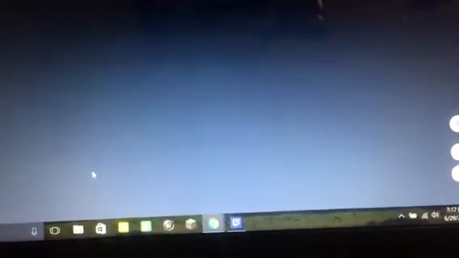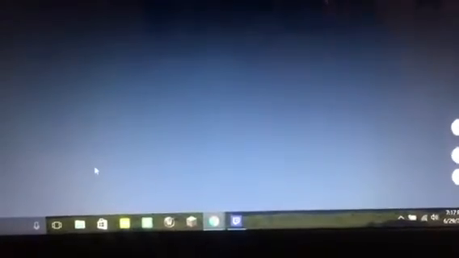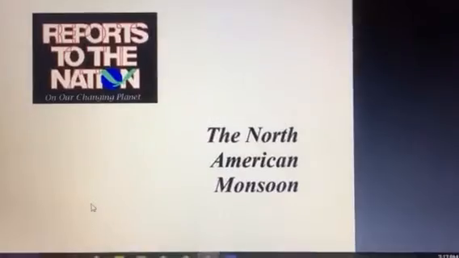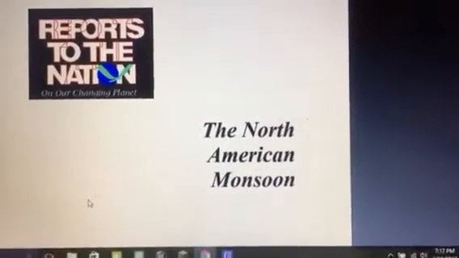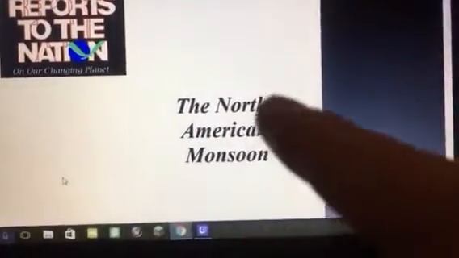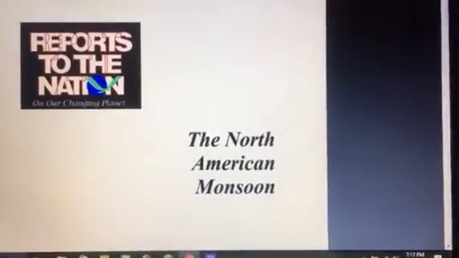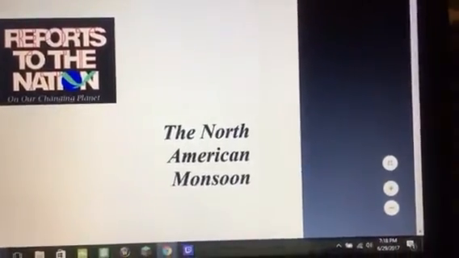I'm not sure if this one's going to open up or not. But anyways, it basically tells you that there's a seasonal wind shift. There are different things that affect the desert monsoon, or the North American monsoon. It's right there, the North American monsoon. All right, that is what it is called. For some reason, all these pages can't load on this computer.